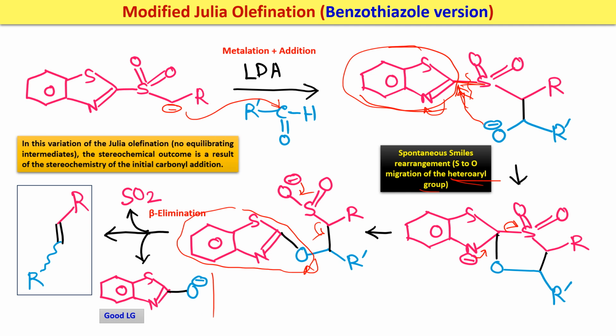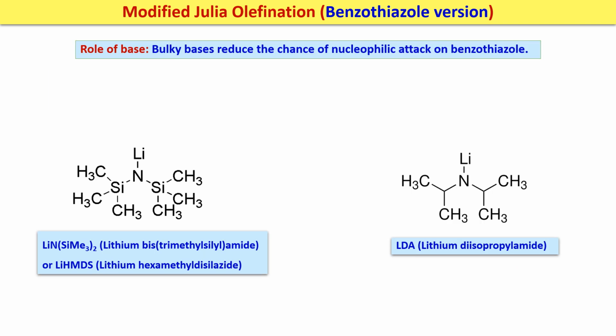So in this variation of Julia olefination, that is the new version, there is no equilibrating intermediate, and that is the reason the stereochemical outcome is the result of the stereochemistry of the initial carbonyl addition. I am talking about this addition that will decide the ultimate stereochemical outcome. Now here we will see the role of bulky bases.